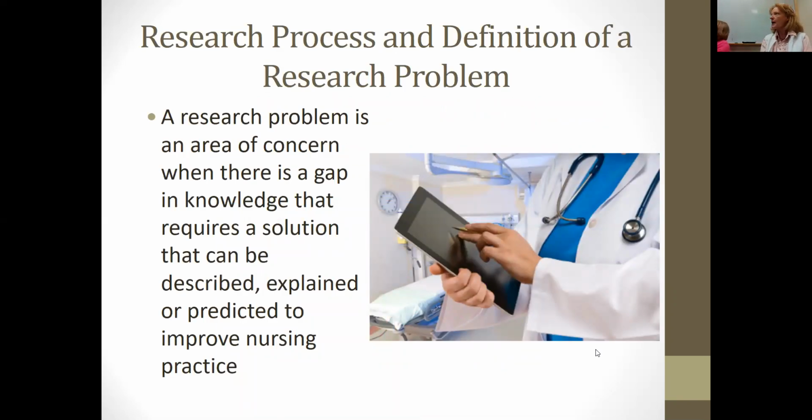Okay, so if we talk about a research problem being an area that you're interested in, usually there's some kind of concern you have about it. And there's a gap in the knowledge that you have around what the solution to that problem is. So you have to describe and explain, and sometimes predict what you think is going to happen in order to improve practice.